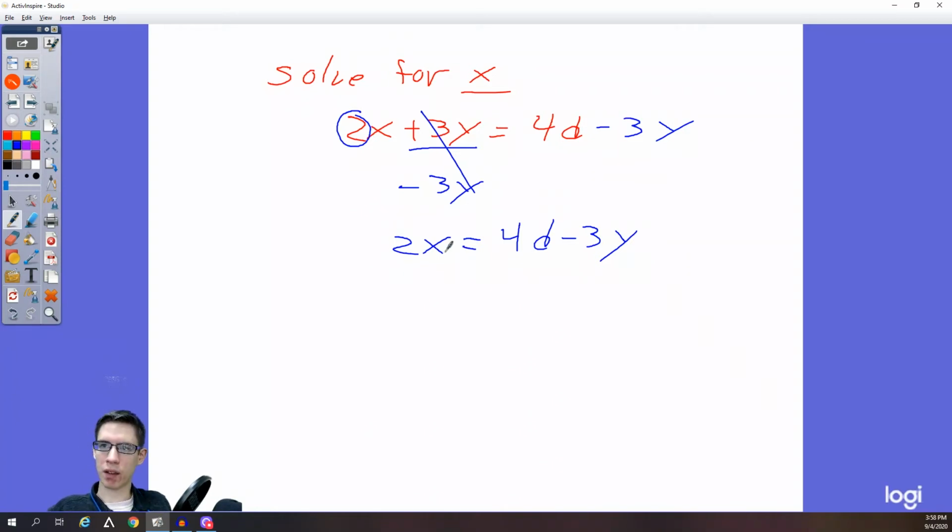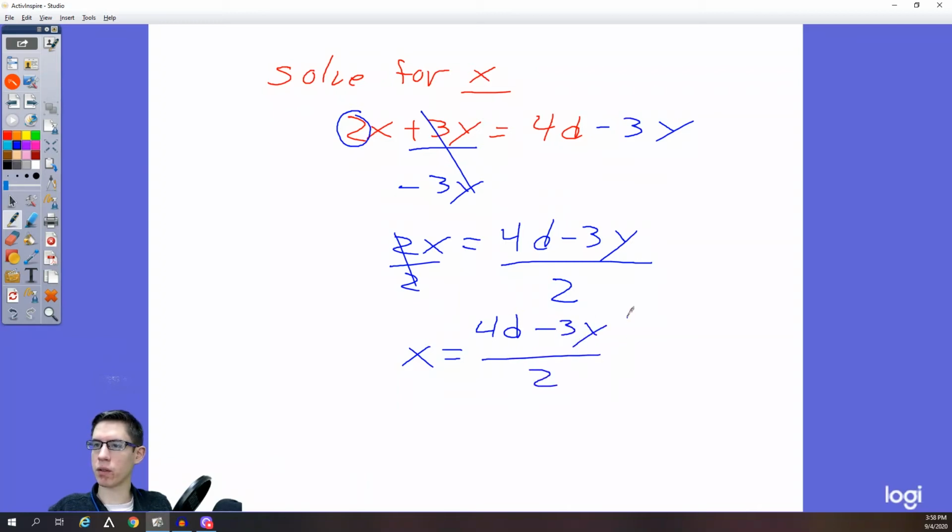Then, we want to get x by itself, and the only thing left stopping us is this 2. What's the operation there? It's not addition or subtraction. We don't have a plus sign or a minus. It's multiplication. Whenever I have a number next to the variable like that, that's multiplication. So we're going to do the opposite thing. We're going to divide by 2. What I do to one side, I've got to do to the entire other side. So I'm going to put the 2 down here, and x is going to be equal to 4d minus 3y all over 2. Again, that's not a very nice looking answer, but it is actually our solution here.